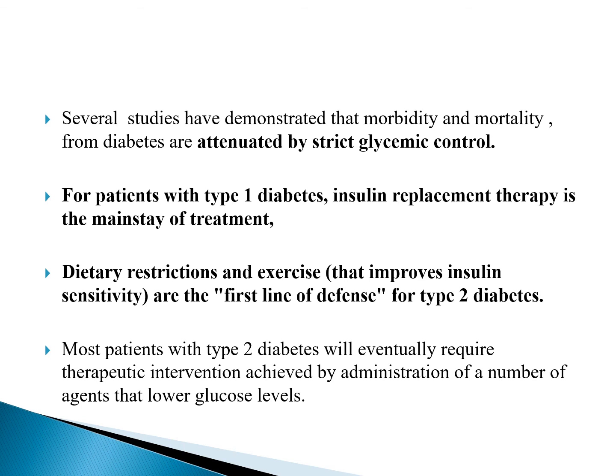Several studies have demonstrated that the morbidity and the mortality from diabetes both can be attenuated by strict glycemic control. So the most important thing in diabetes, whether type 1 or type 2, is strict glycemic control. In type 1 diabetes, insulin replacement therapy is the mainstay of treatment. Whereas in type 2 diabetes, patients may benefit from dietary restrictions and exercise. Both of these will lead to improvement in the insulin resistance. These are the first line of defense. Then we may use oral hyperglycemic medications, and very late in the disease they may need insulin replacement therapy.